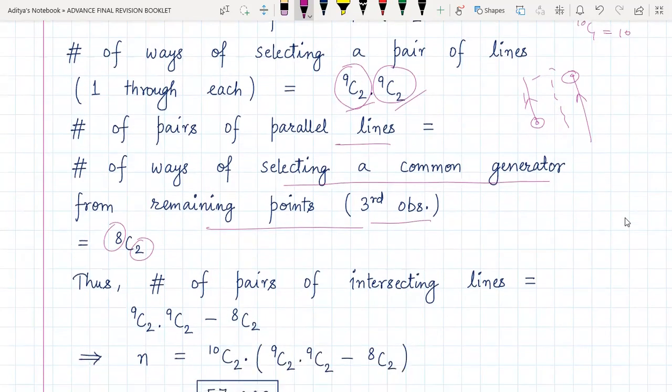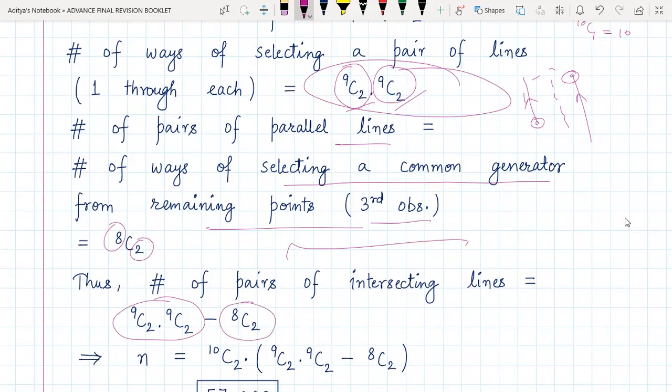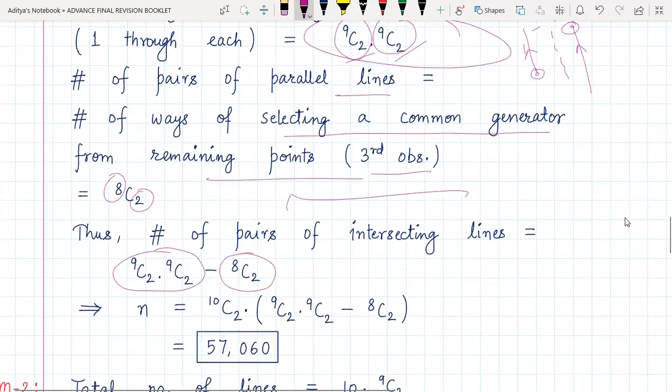So the number of pairs of intersecting lines would be what? The total number of ways of selecting the two lines minus the cases when the pair was actually parallel to each other. So those pairs we have subtracted. So that is precisely what is going to give us the answer. N is equal to 10C2 into the number of ways of selecting intersecting lines, which is actually 57,060. So I really hope you were able to follow this explanation.